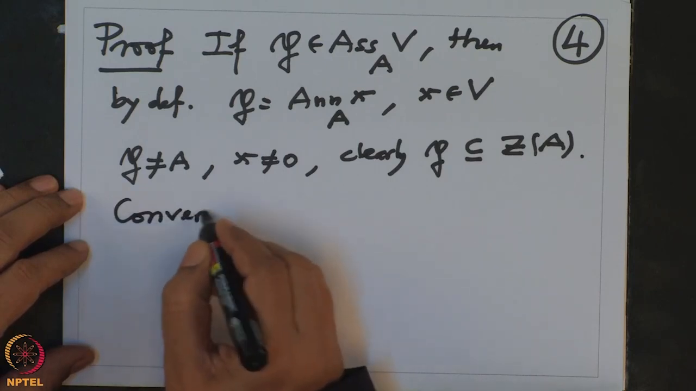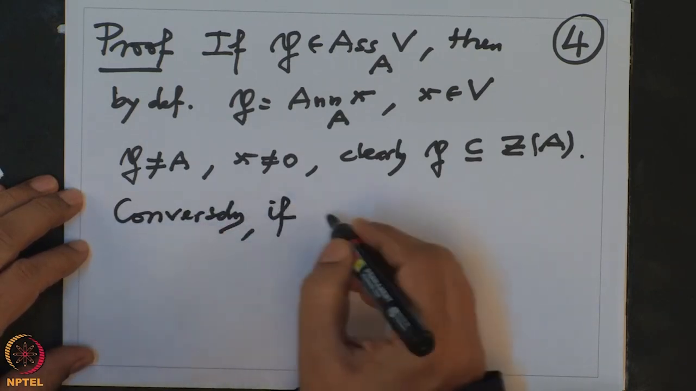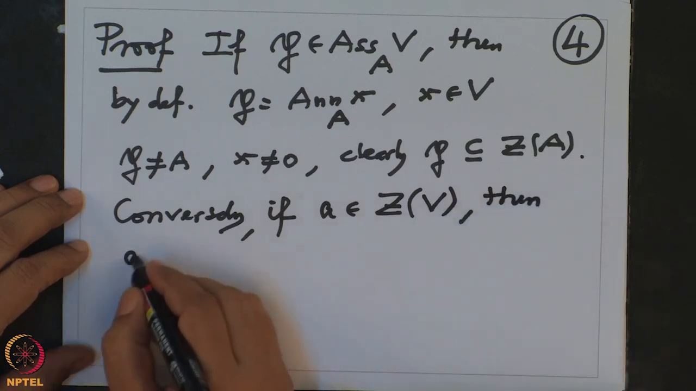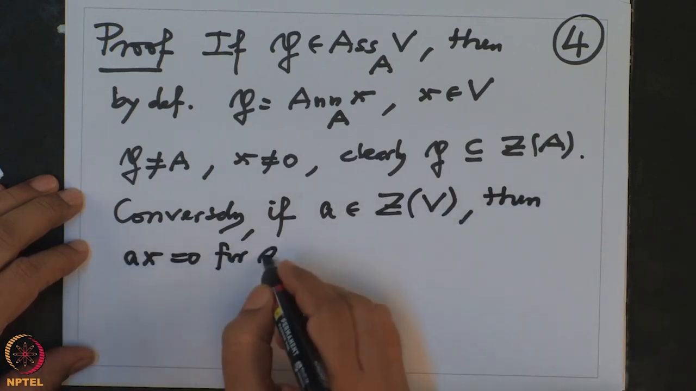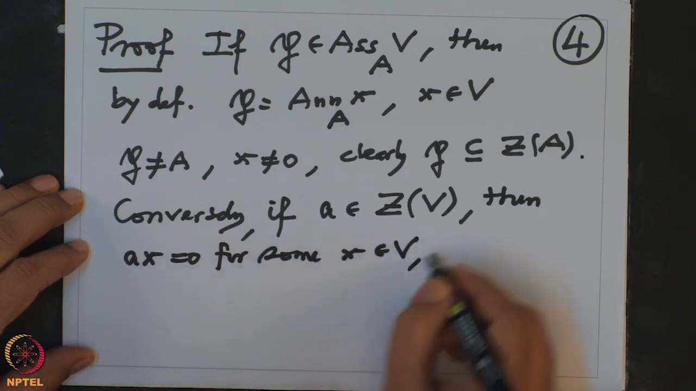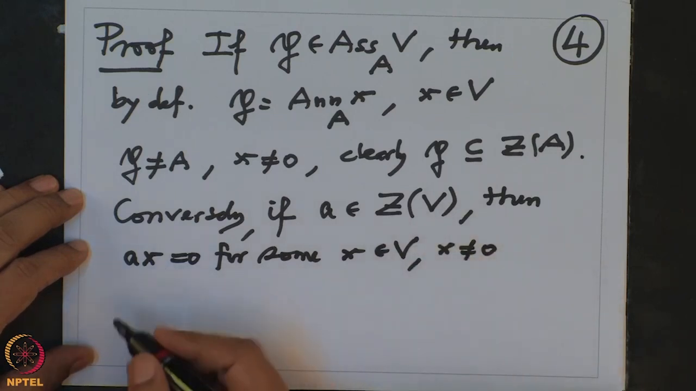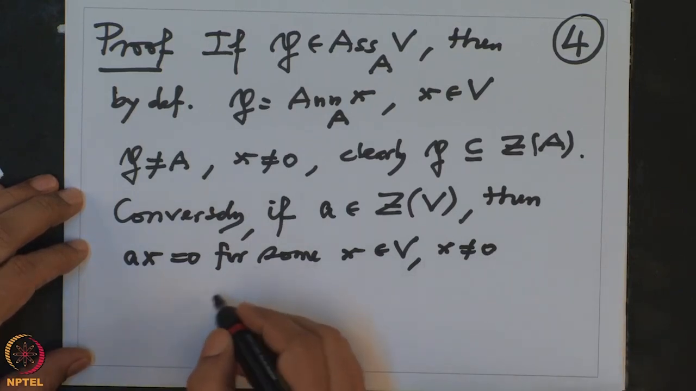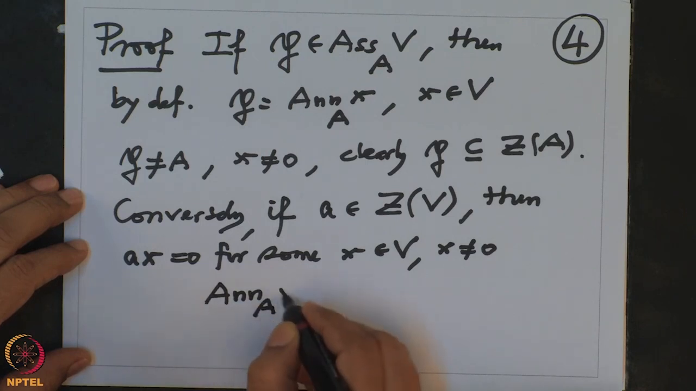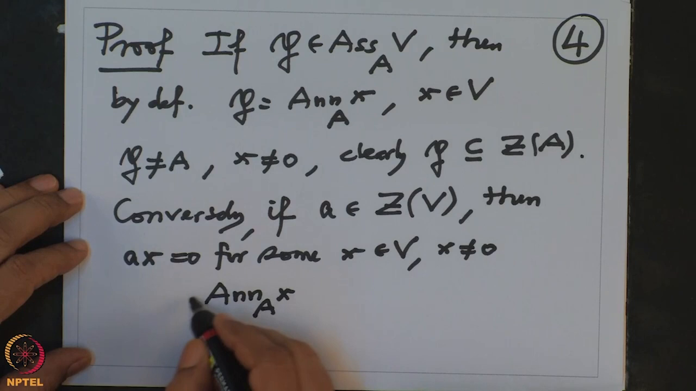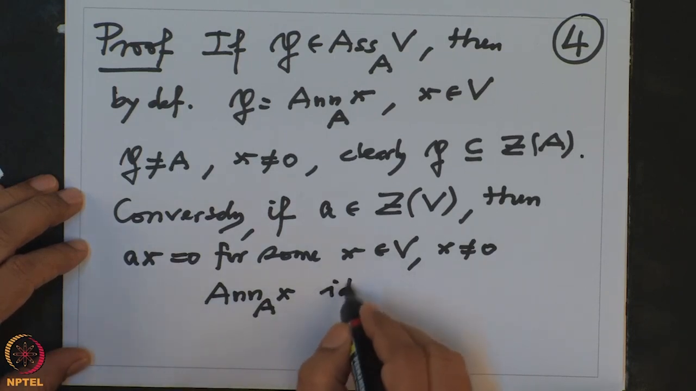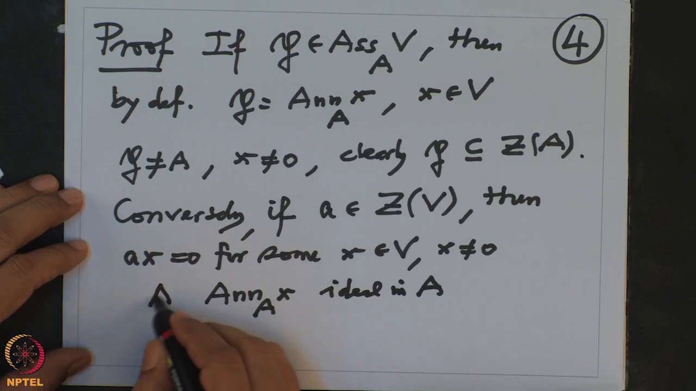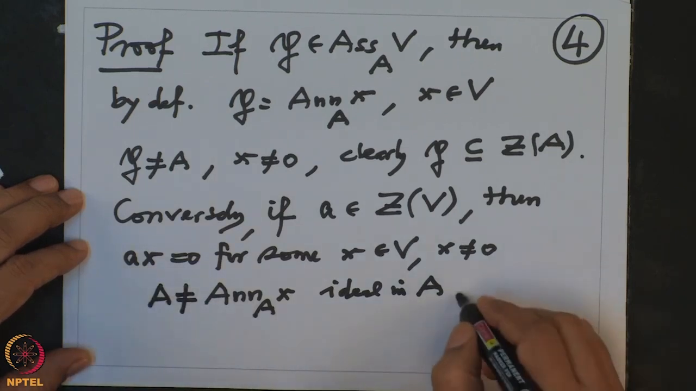Conversely, if some element a belongs to the zero divisors of V, then a times X is 0 for some X in V, X non-zero. Therefore the annihilator of X is non-zero, this is an ideal in A, and this ideal is not equal to the whole ring, so that is a non-unit ideal.